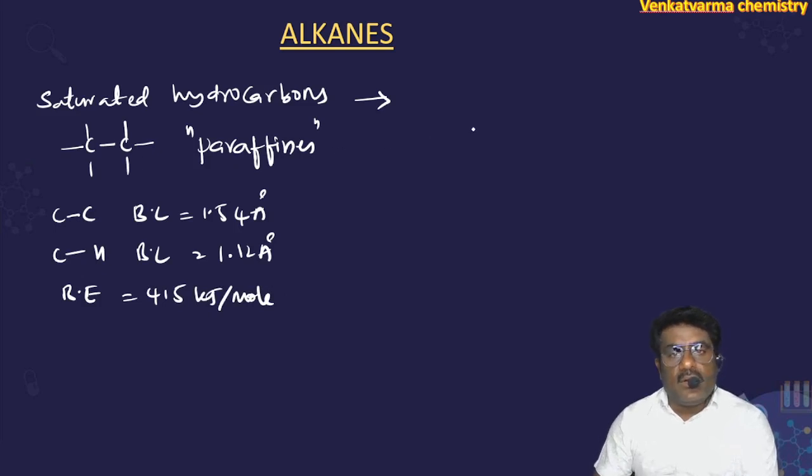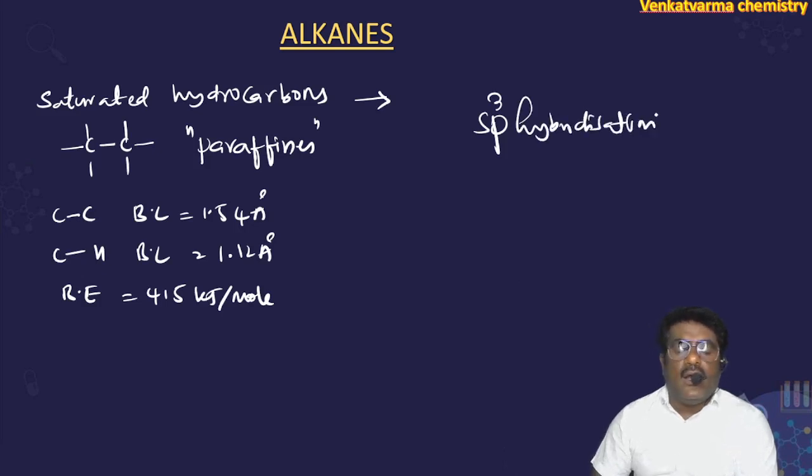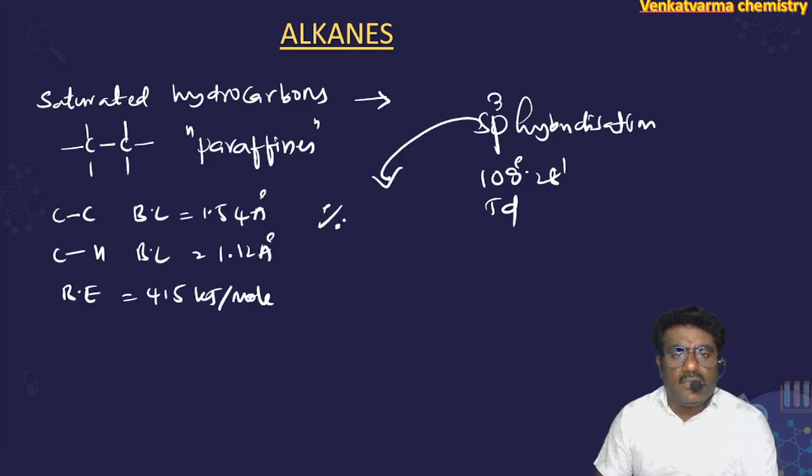Carbon-carbon single bond undergoes sp3 hybridization. sp3 hybridization means its bond angle is 109 degrees 28 minutes. Its geometry is tetrahedral. In sp3 hybridization, the percentage of s character is 25%. So this is a simple introduction about alkanes.